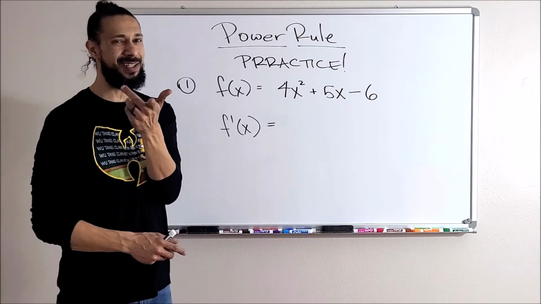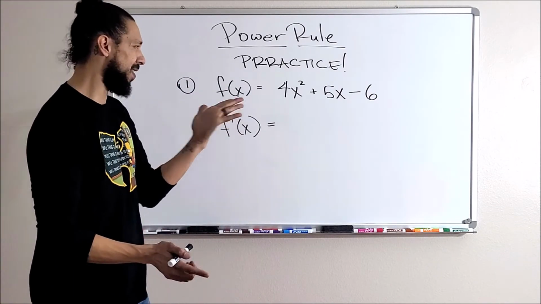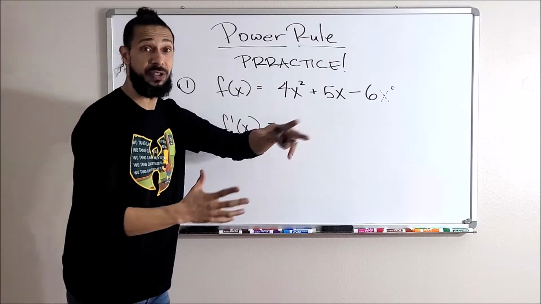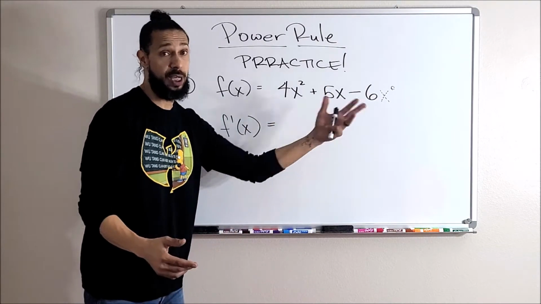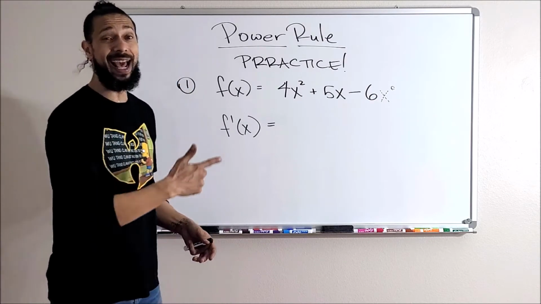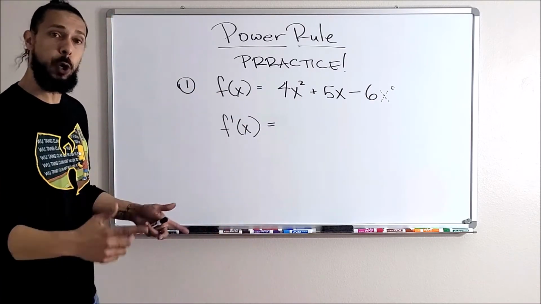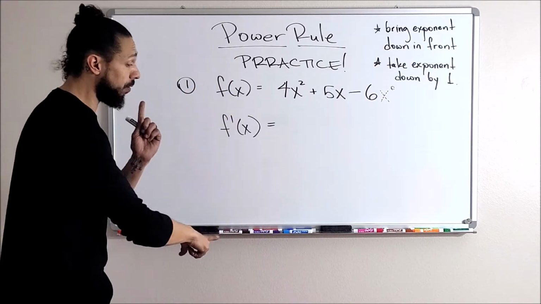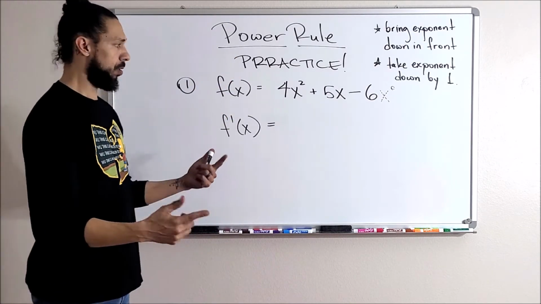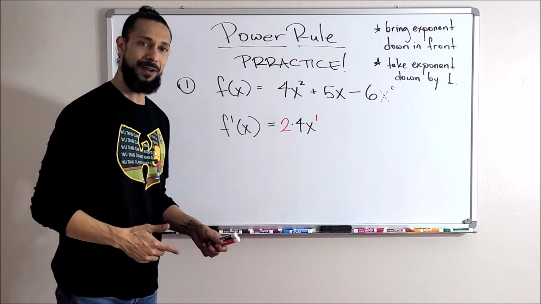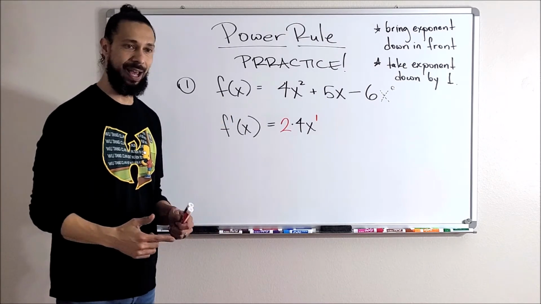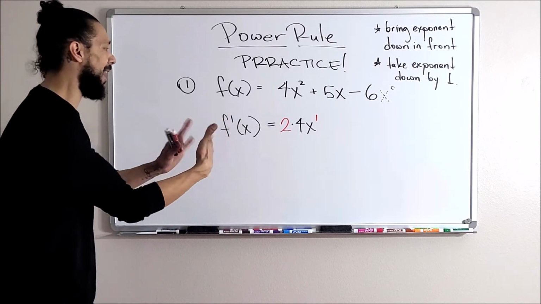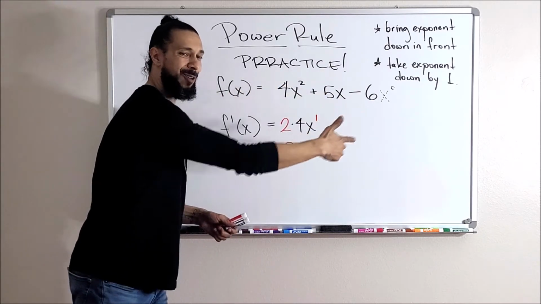Technically speaking, I guess we could write it like this, right? x to the 0 is a 1, so negative 6 times 1 is x to the 0. We'll see how that affects what we're talking about. But let's do it. You remember the steps, right? Bring the exponent down, take the exponent down by 1. So let's do that. For the first one, that's exactly what it would look like. Let's go ahead and clean that up now. But now let's move it all along.